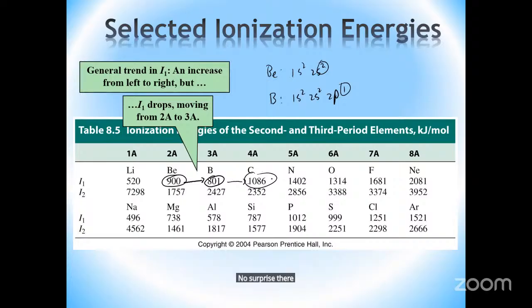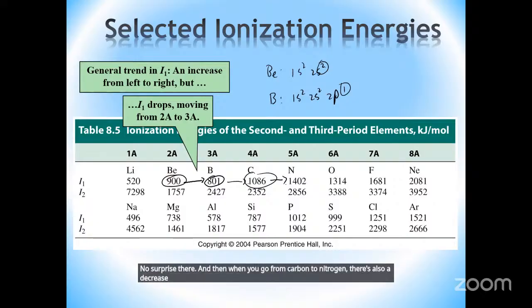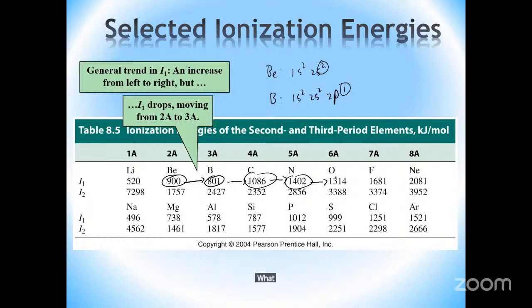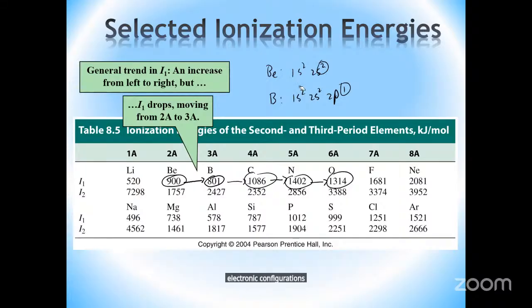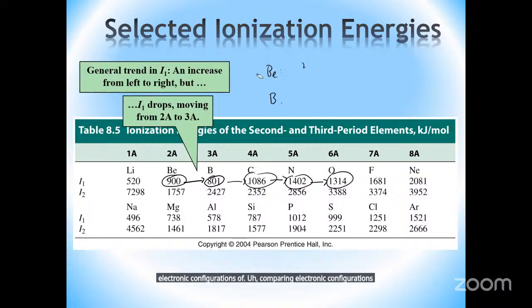And then when you go from carbon to nitrogen, there's also an increase in the first ionization energy, no surprise there. But then when we get from nitrogen to oxygen, what do we notice? There's a slight decrease in the first ionization energy, all right? So how do we explain that? Again, we'd have to go to the electronic configurations, comparing the electronic configurations of nitrogen and oxygen.